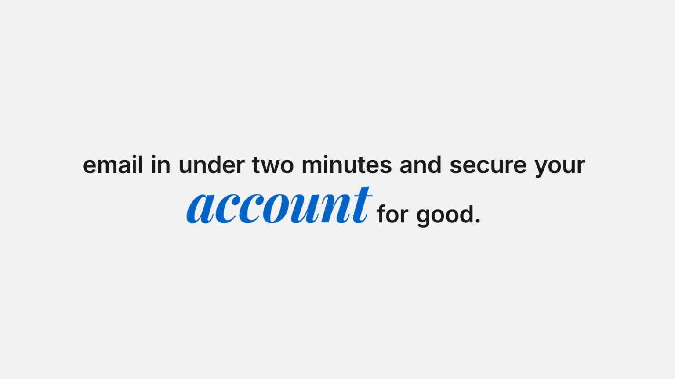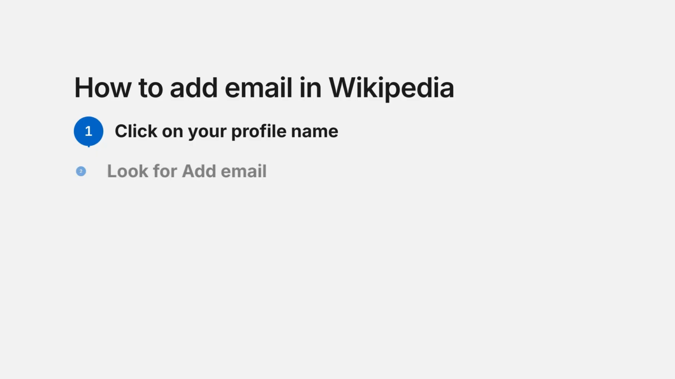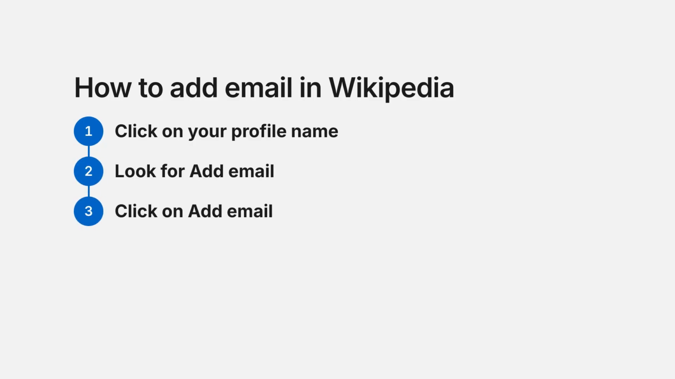Ever feared losing your Wikipedia account because you never added an email? Learn how to add your email in under 2 minutes and secure your account for good. We'll start by opening your profile menu, locating the Add Email option, typing in your address, and confirming the change.